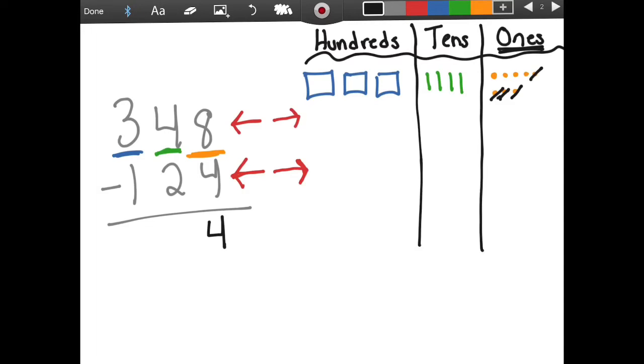And then we're going to look at the tens place over here. We have 4 tens. And we're going to take away 2 tens, leaving us with 2 tens. And then we have 3 hundreds. And we're going to take just 1 away. So we're left with 2 hundreds. The difference to this subtraction problem is 224. Pretty easy, right? All right, let's move on to the next one.